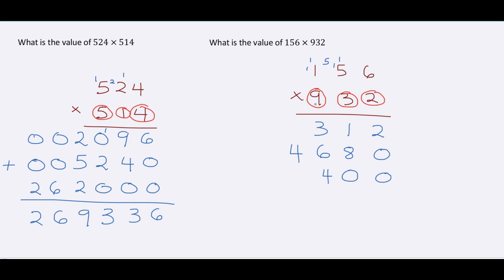5 multiplied by 9, that's 45, plus 5, that's going to give us 50. So we're going to write a 0 here and bring up a 5. 1 multiplied by 9, that's going to be 9, plus 5, 14. So we write a 4 here, and a 1 here, and then we're going to add them.